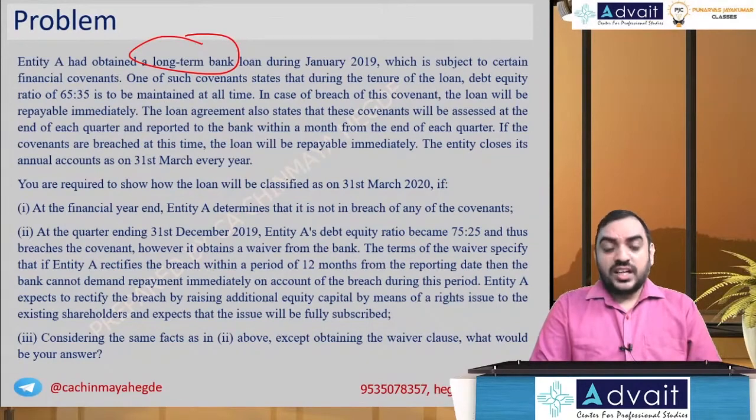The entity closes the accounts on 31st of March every year. You are required to show how the loan will be classified on 31st March 2020 if, at the financial year end, Entity A determines that it is not in breach of any covenants.